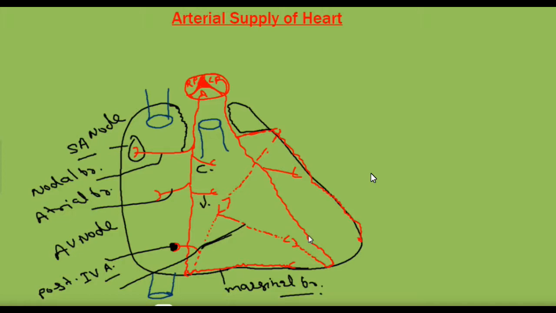It will also give some small branches. This is the diagonal branch and the ventricular or septal branches. And also it will give the left conus branch. So this is the left coronary artery running between the left auricle and the pulmonary trunk. This is the circumflex artery.